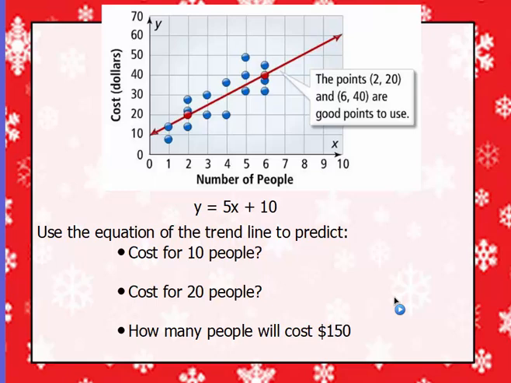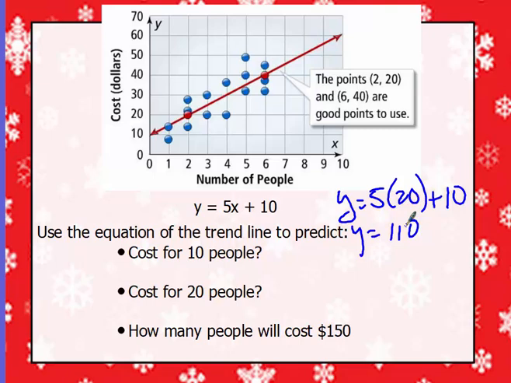So what do you think the cost of 10 people would be? Well, using that trend line going through here, I could actually come up here and say that 10 is going to cost about 60 bucks. But what about 20? 20 is kind of tough because it's not even on this. So what I could do with 20 is I could take this equation and plug my 20 into the x and do the math. 5 times 20 is 100, plus 10 gives me 110. So 20 people would be about 110 bucks.